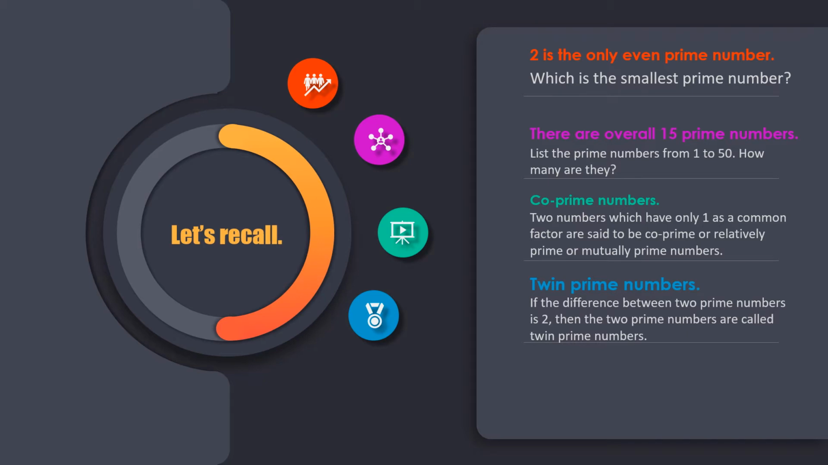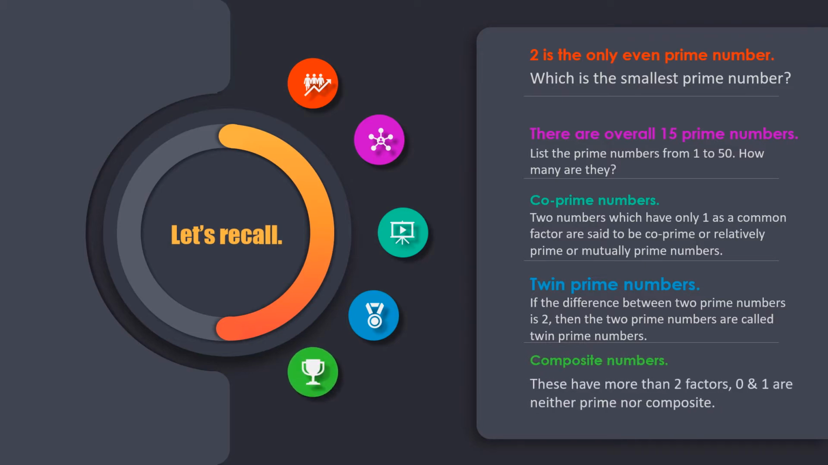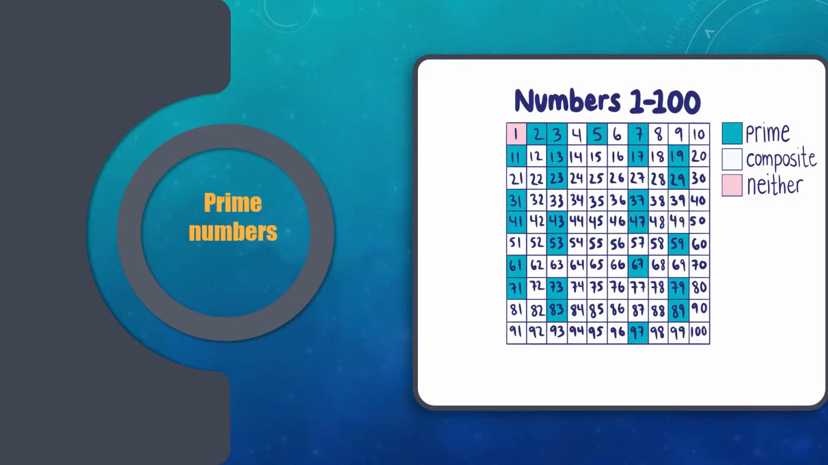Twin prime numbers. If the difference between two prime numbers is 2, then the two prime numbers are called twin prime numbers. Composite numbers have more than two factors. Now 0 and 1 are neither prime nor composite. Here is the table of prime numbers.